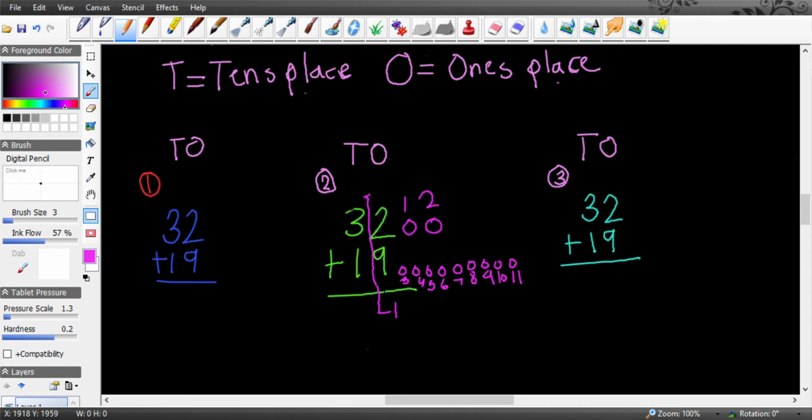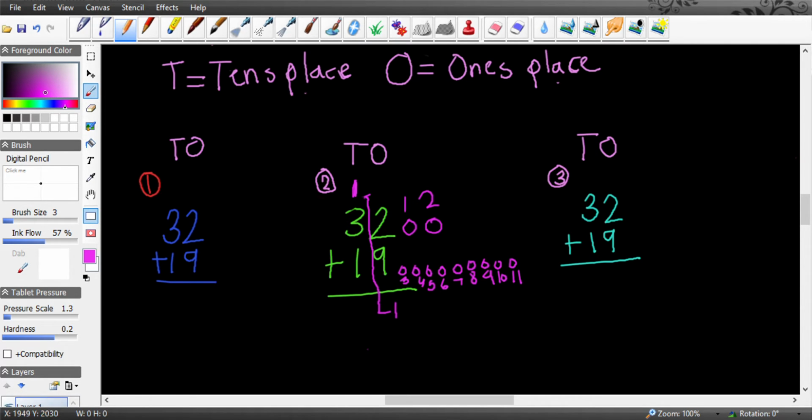And then we're going to put that 1 down, so the 11 gives us a 1 in the ones place. And then we're going to put the number that was in the tens place. The 3 and the 1 were in the tens place, after the 2 and the 9.